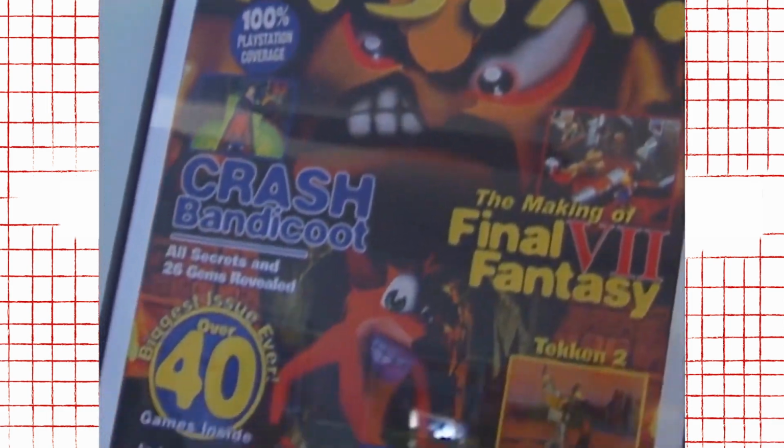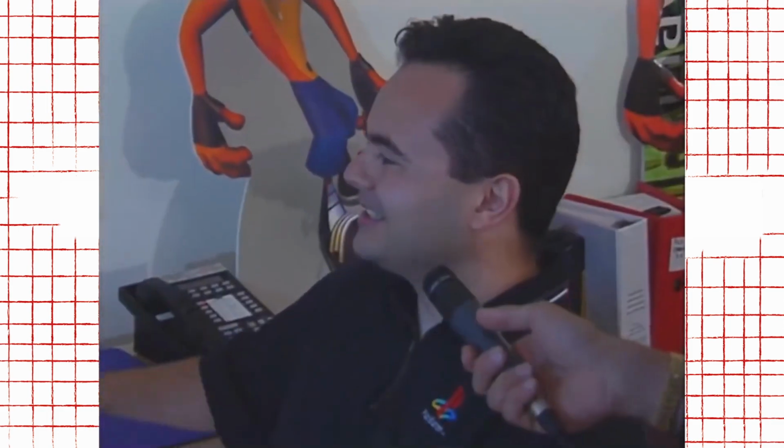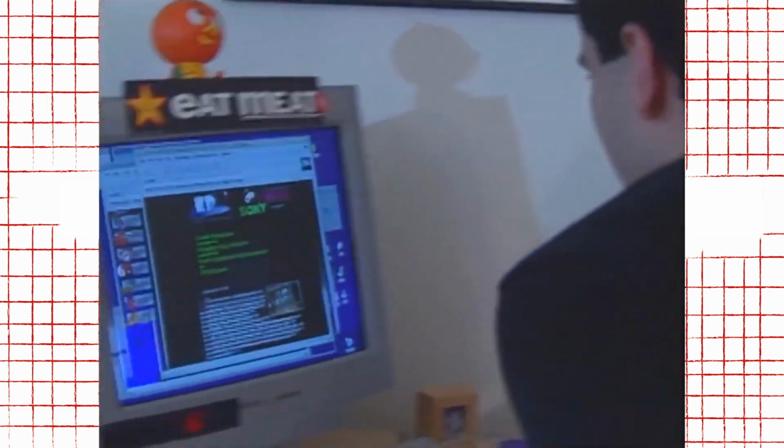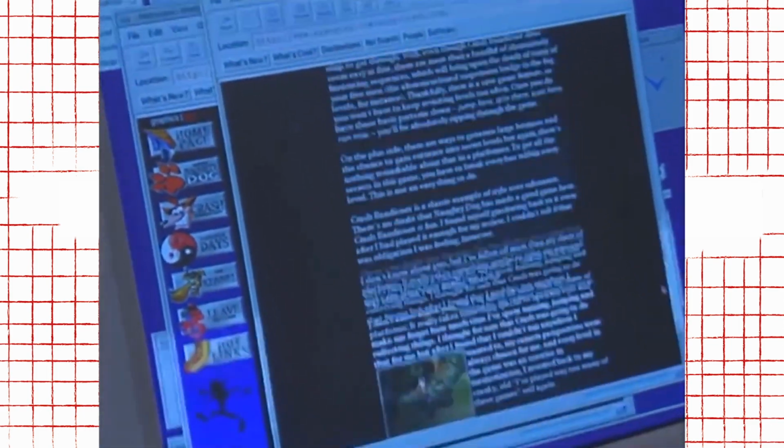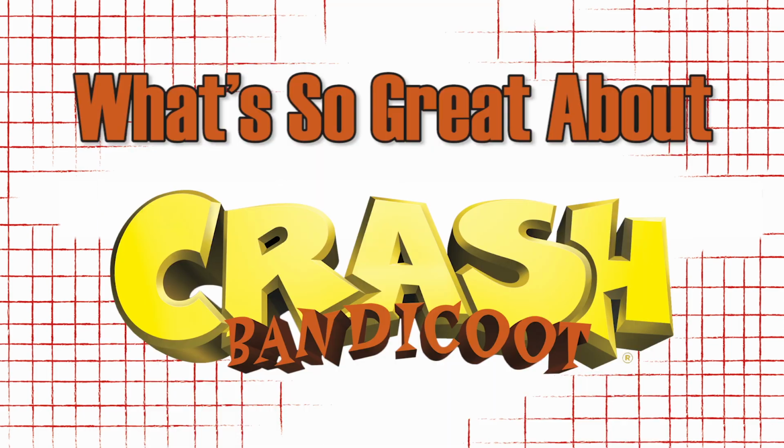Obviously, Naughty Dog knocked it out of the park, but how did they do it? How did this tiny team create a brand new IP that outperformed Sony's own properties for years to come, setting itself in stone as one of the defining 3D platformers? Or more simply put, what's so great about Crash Bandicoot?